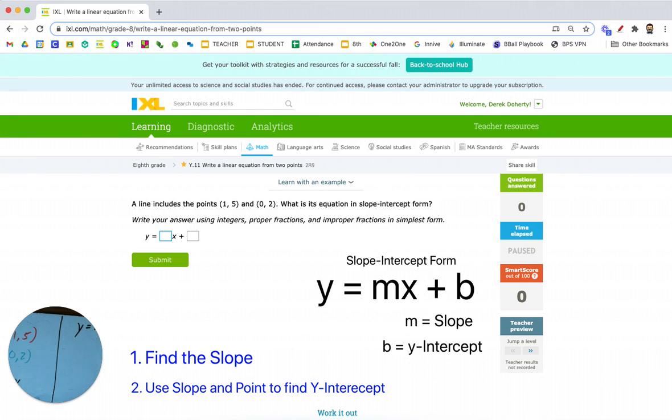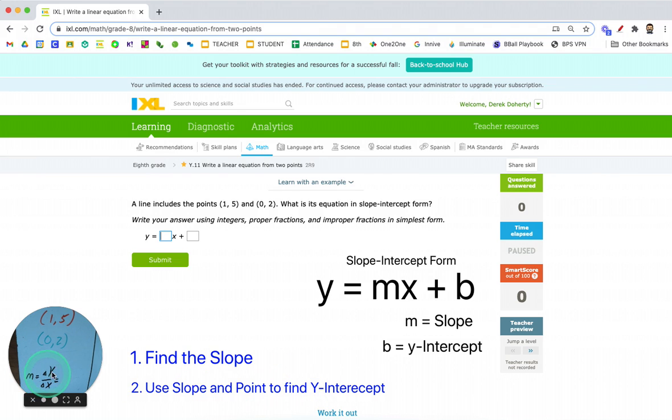And on this whiteboard, you're going to see that we've written down the 2 points it goes through, (1, 5) and (0, 2). And I've set up some work. The left side of my whiteboard I'm going to use for step 1, which is finding the slope. If they only give us 2 points that the line passes through and they don't tell us the slope, we need to figure out first what is the slope. And then if you recall from Y10, once we know the slope and one of the points that the line goes through, we can find the y-intercept, the other piece of information we need.